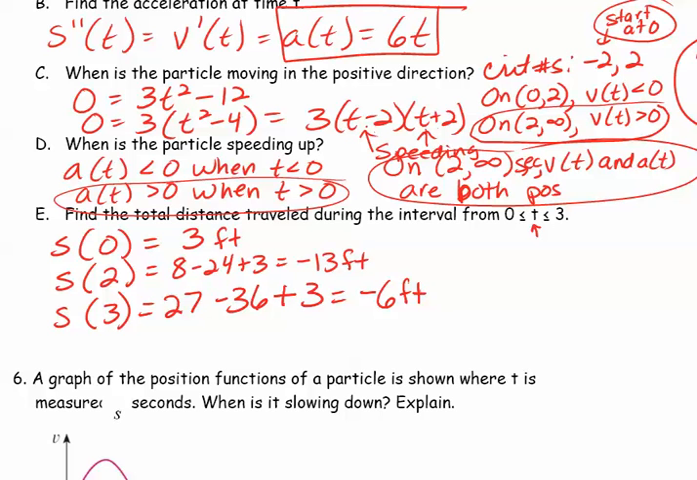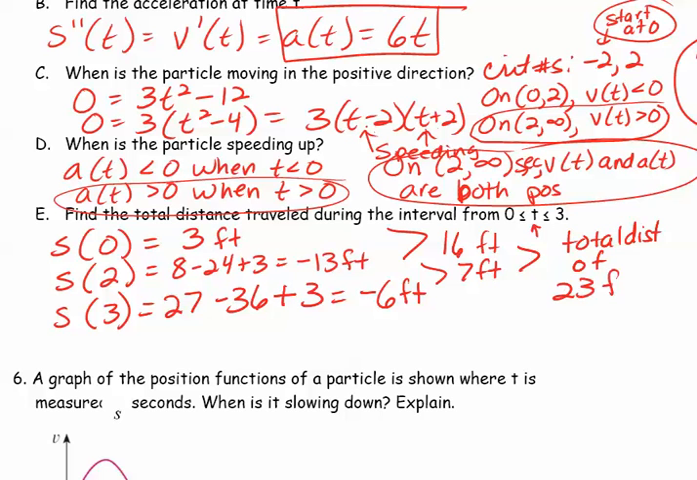All right, so let's find out our total distance. So from +3 to -13 looks like 16 feet. And then from -13 to -6 would be 7 feet more. So it looks like it went a total distance of 23 feet.